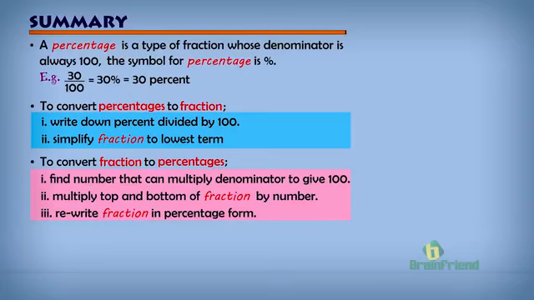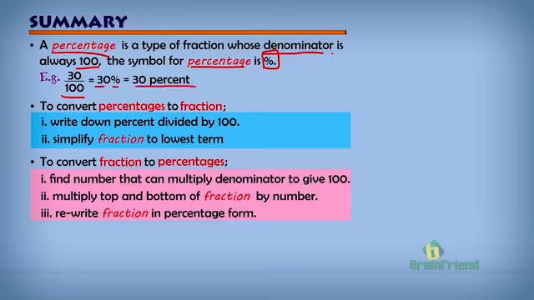We learned that fractions can exist in different other forms. One of those forms we learned about is the percentage form. We said it's a type of fraction whose denominator is always 100. And the symbol for percentage is this. 30 over 100 can be rewritten as 30%. This is pronounced as 30 percent.